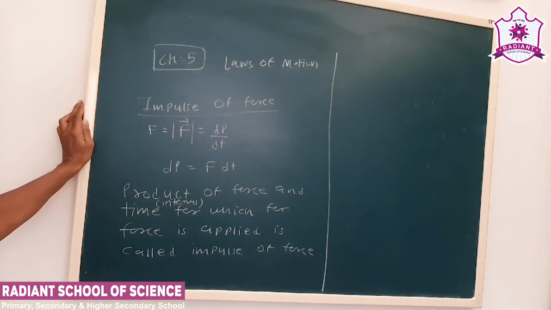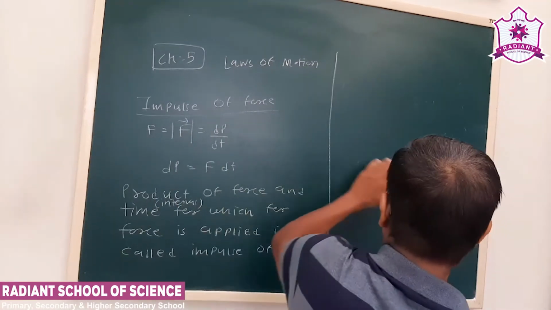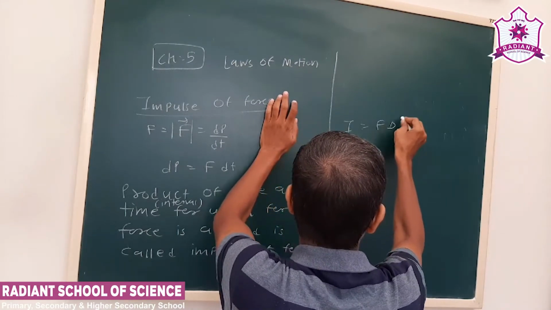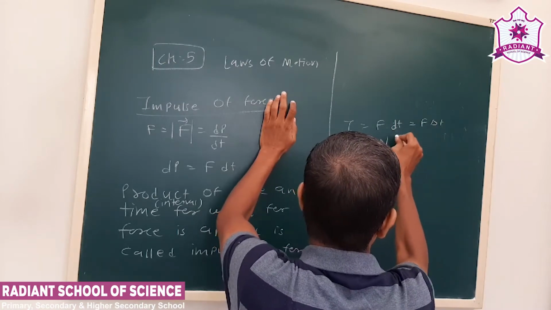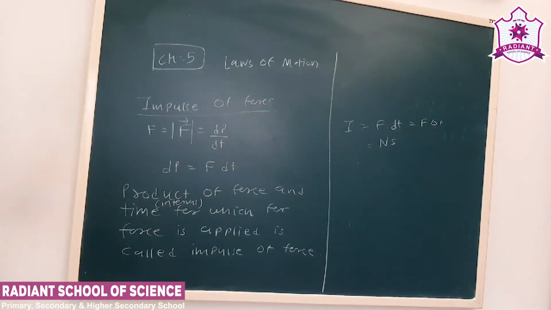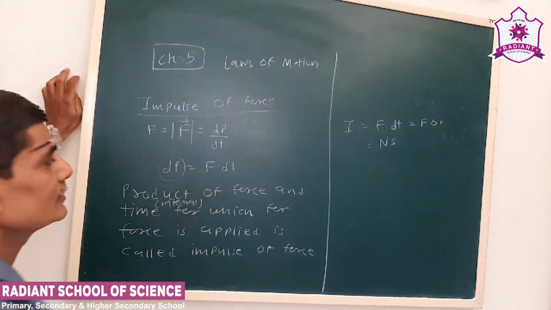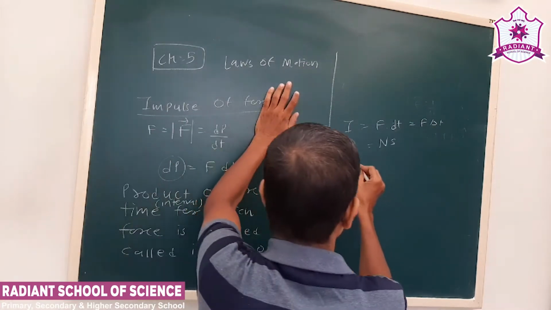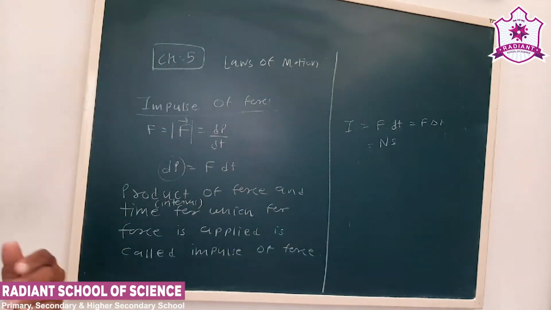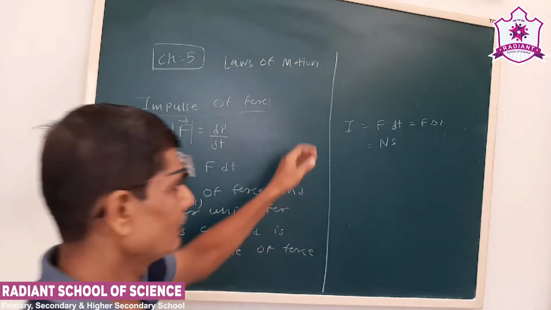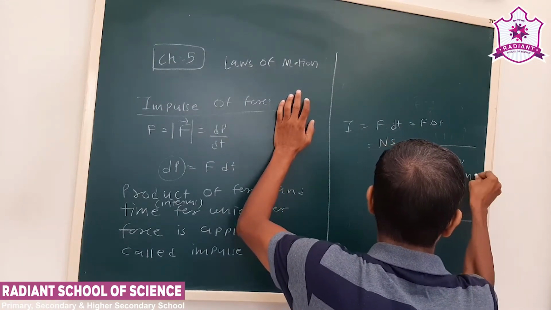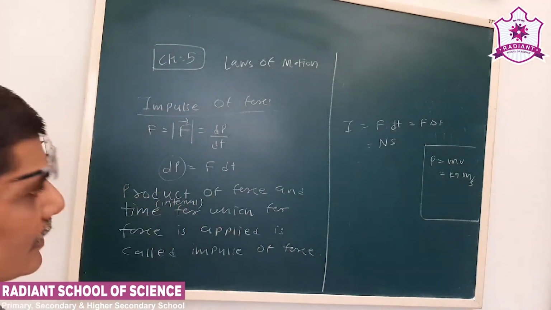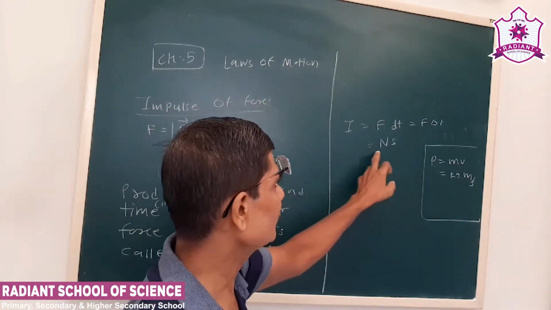So we should know about its unit and dimension. The impulse, denoted as I, is F into delta t. Force is in Newton, time is in seconds, so the unit is Newton second. Also F into dt is dp, that is momentum. One unit of momentum we have seen, P is equal to mv, and then P is F into delta t. So another unit of momentum will be Newton second.